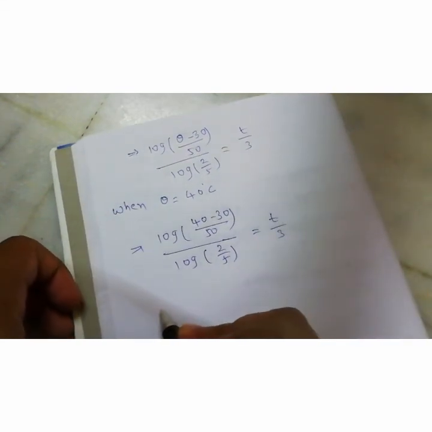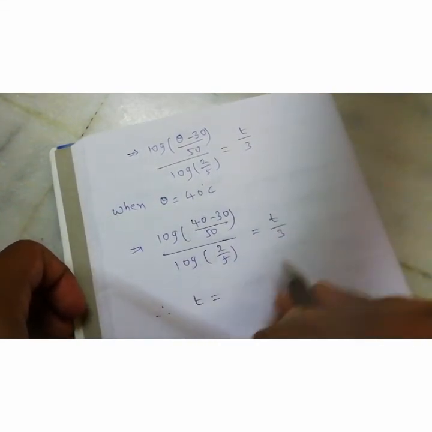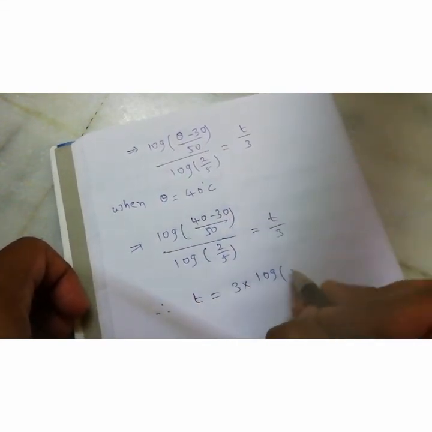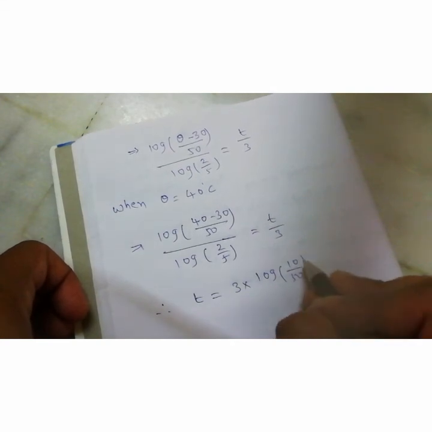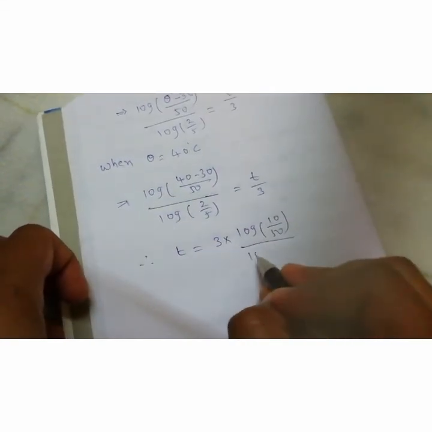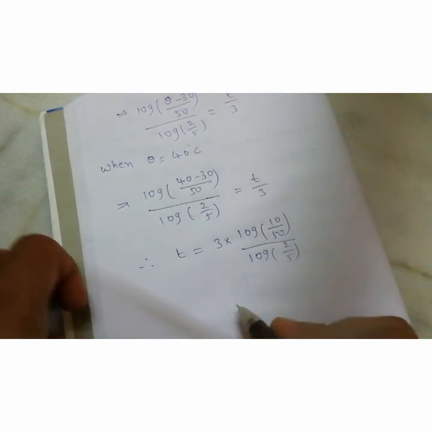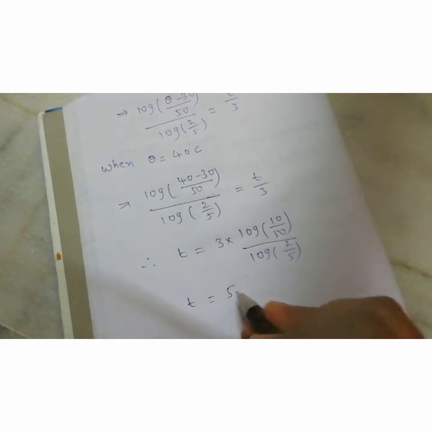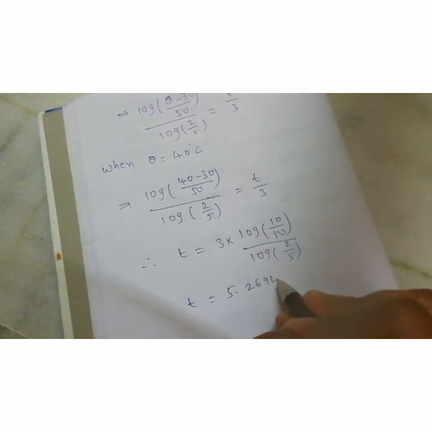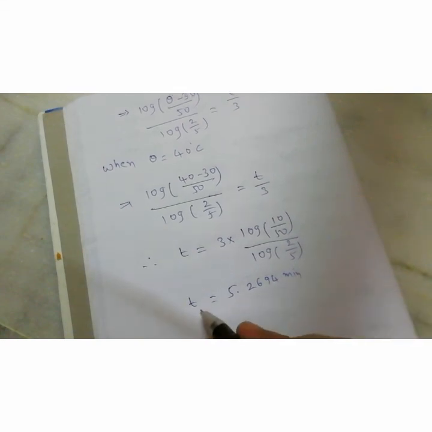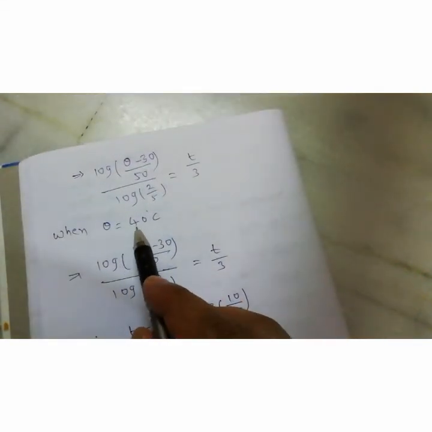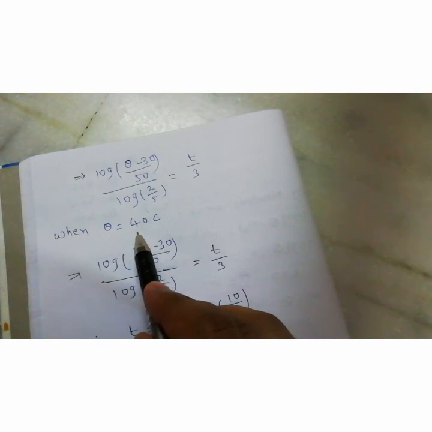So I find t equals 3 into log of 40 minus 30, which is 10, by 50, divided by log 2 by 5. If we calculate this using a calculator, we get 5.2694 minutes. That means at time t, 5.2694 minutes, the temperature of the copper ball is 40 degrees Celsius.